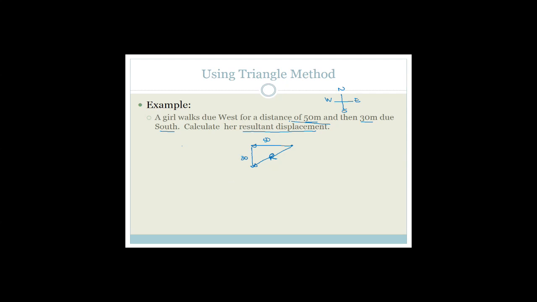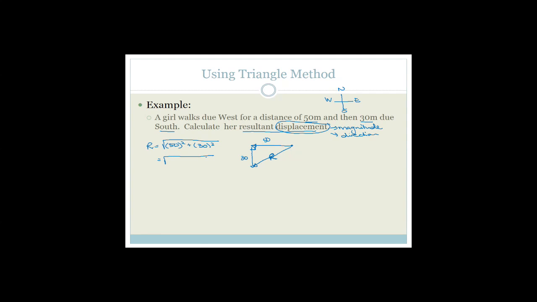Now remember that this is a vector, so you need to work out both magnitude and direction. This is obviously a right angle because if that is west and that is south, then that is 90 degrees. So we can use Pythagoras' theorem to work out this length here. So we can say R is equal to the square root of 50 squared plus 30 squared.